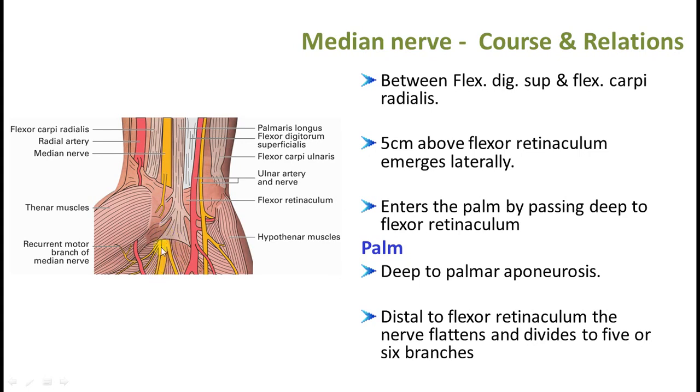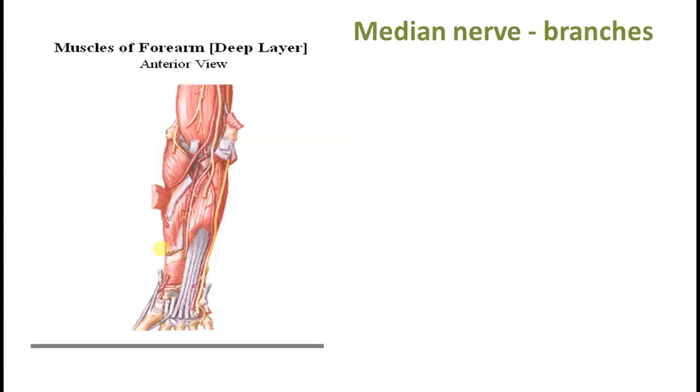Once it emerges from the flexor retinaculum, it enters the palm where the nerve flattens and immediately divides into medial and lateral rami. Then from there on it gives branches. We will now discuss the branches starting from the axilla.